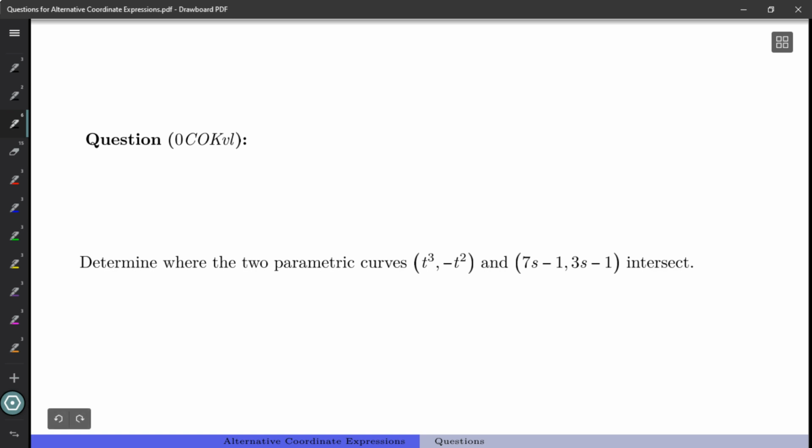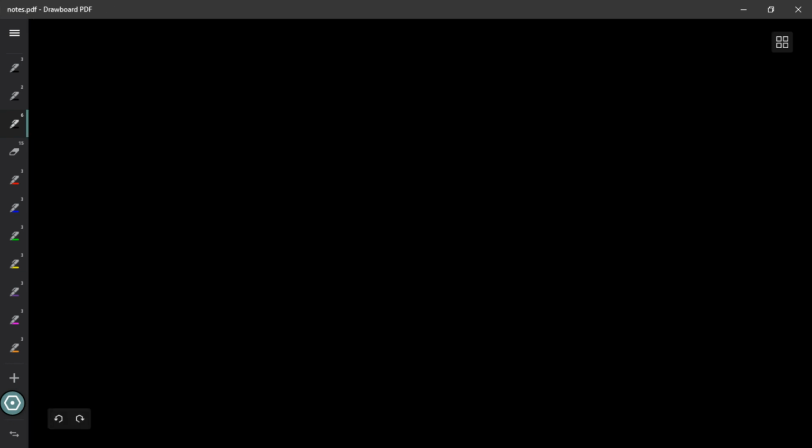Determine where the two parametric curves intersect. So we've got t cubed minus t squared, and our other one, I think this will be a line, 7s minus 1, 3s minus 1. Okay. So I could sketch them to get a sense of what's going on, but ultimately we need to put their x-coordinates and their y-coordinates equal to each other and see if we can solve for pairs of s and t that satisfy both equations at the same time.